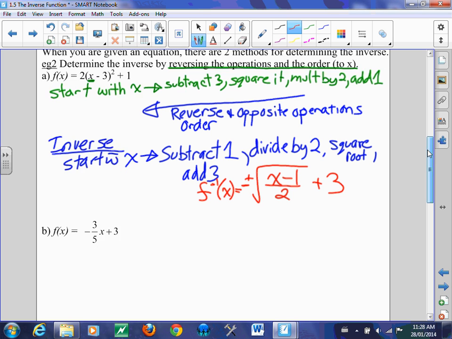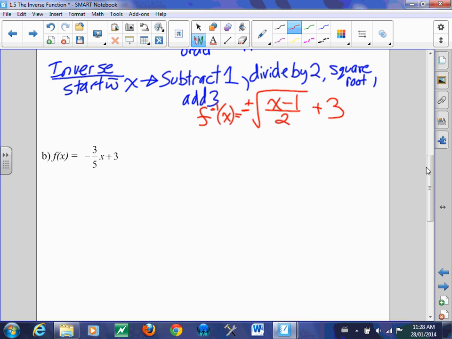All right, let's try another example here. Okay, so let's work with the original steps. We're going to start with x. Okay, what do we have to do here? First thing we have to do is multiply by what? Sorry, my spelling is off today. So we're going to multiply by -3/5. And then what do we have to do? Add 3.